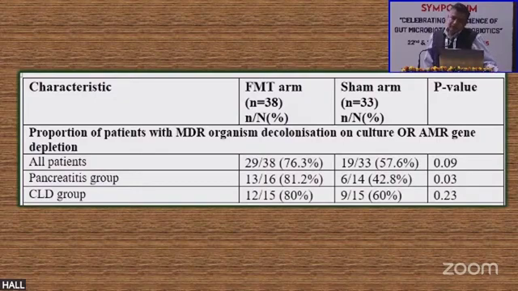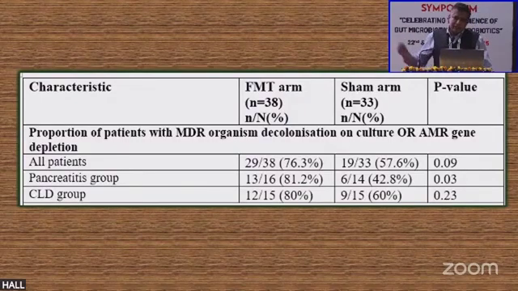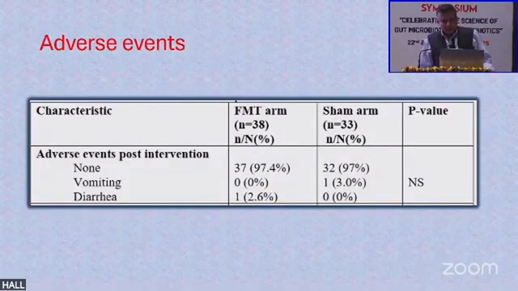In all patients, there was a trend, in the sense that there was a drop from 76 to 57%, around 18% delta, definite trend, but not statistically significant. In pancreatitis patients, it was statistically significant, whereas in cirrhotics, we did not find the same kind of signal. So again, there is some kind of trend out there.